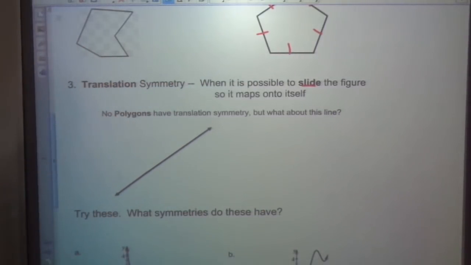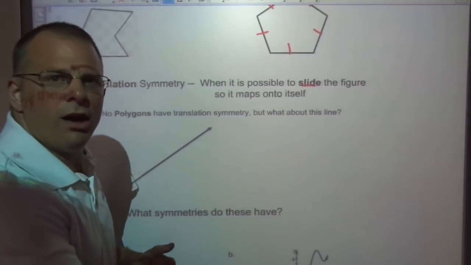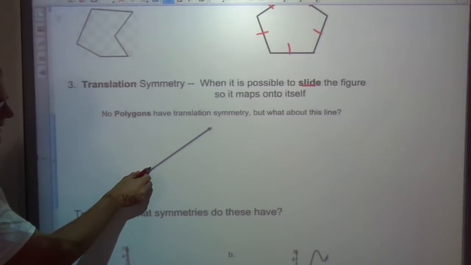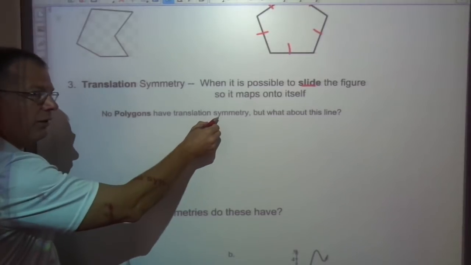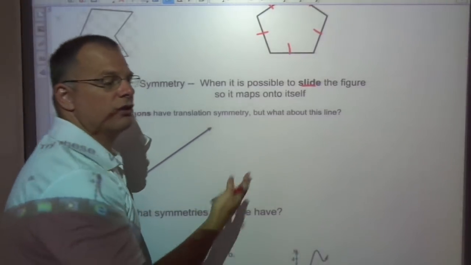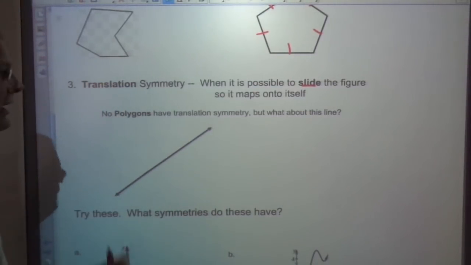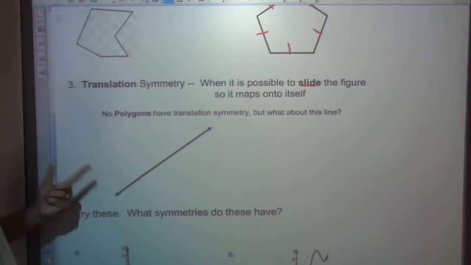The third kind of symmetry is called translation symmetry, and that's when it's possible to slide the figure so it maps onto itself. Things that go on and on forever usually have translation symmetry. So something like this, if I take this line and I slide it, well, it's still the same thing. It looks the way that it started. Because of these arrows, it goes on and on forever. So this has translation symmetry.